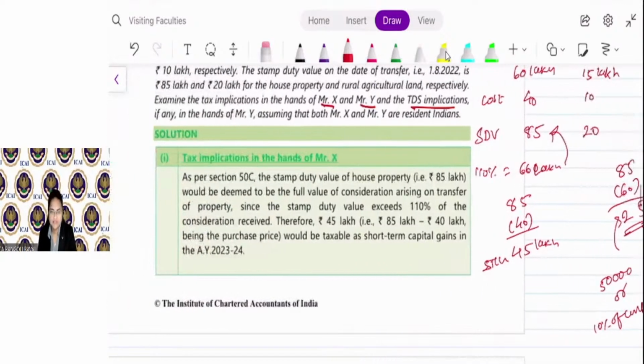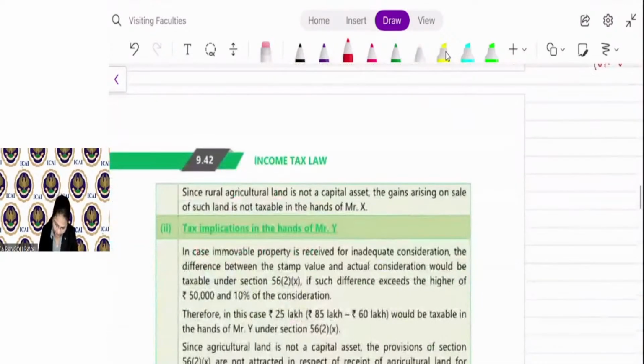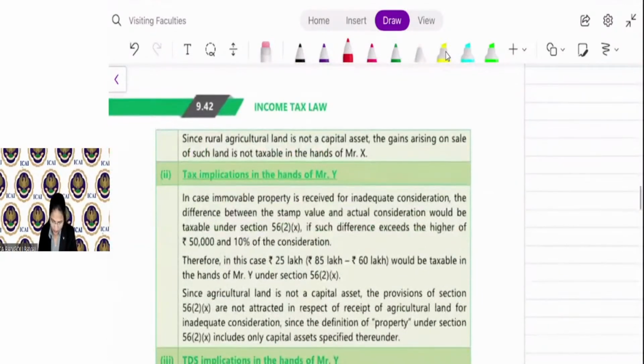Everyone clear with the tax implications? Yes or no? Tax implications clear, everyone?